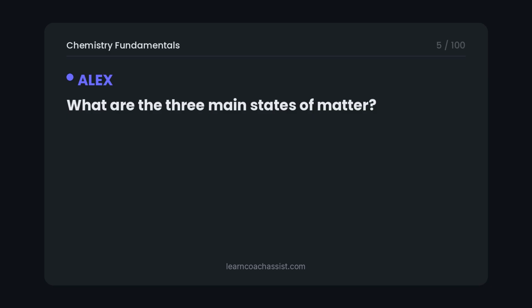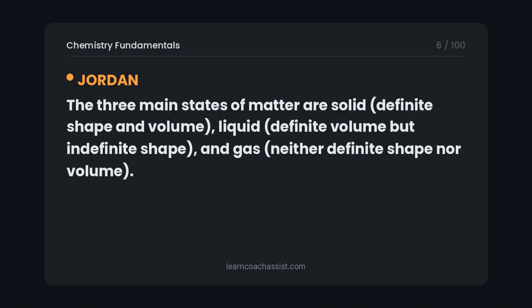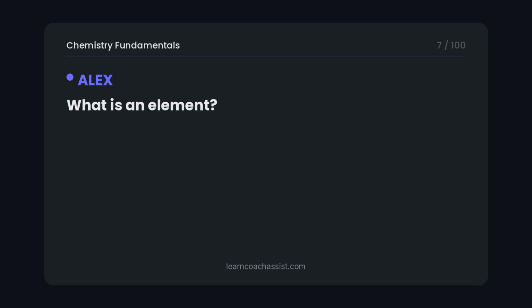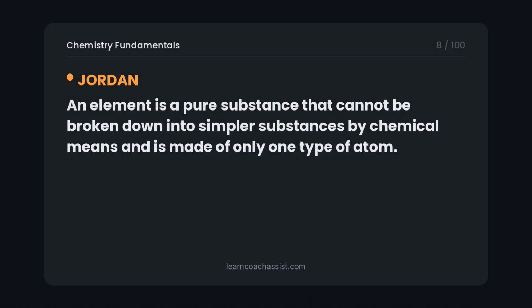What are the three main states of matter? The three main states of matter are solid, definite shape and volume; liquid, definite volume but indefinite shape; and gas, neither definite shape nor volume. What is an element? An element is a pure substance that cannot be broken down into simpler substances by chemical means and is made of only one type of atom.